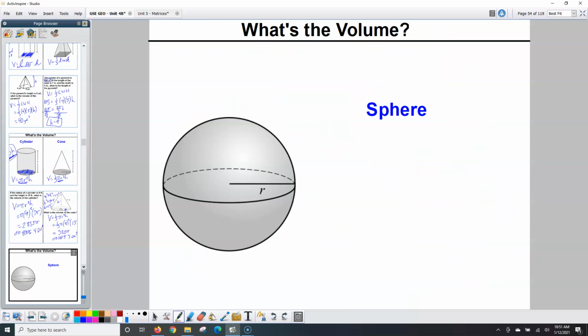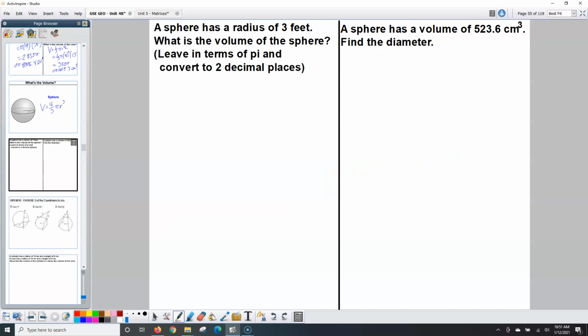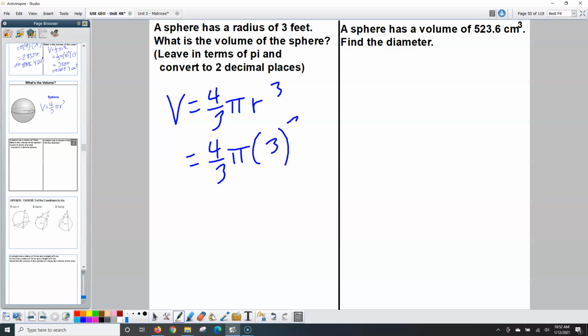Next, we got a sphere. So a sphere, we can find the volume of that. It has a formula of 4/3 pi r cubed to find the volume of a sphere. So a sphere has a radius of 3 feet. What is the volume of the sphere? It's fairly straightforward. Volume equals 4/3 pi r cubed. And I'm going to punch in 3 for the radius.